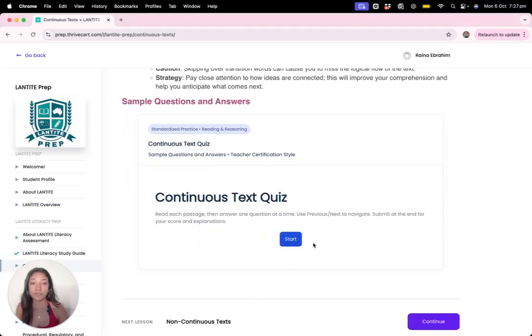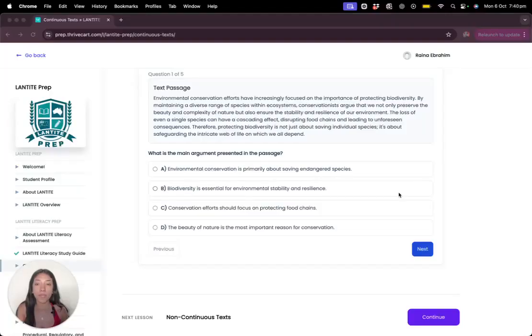Let's do it. Before we start reading the passage, I'm going to look at the question. What is the main argument presented in the passage? Environmental conservation efforts have increasingly focused on the importance of protecting biodiversity. Within the first sentence, I already know it's about environmental conservation and the importance of protecting biodiversity.